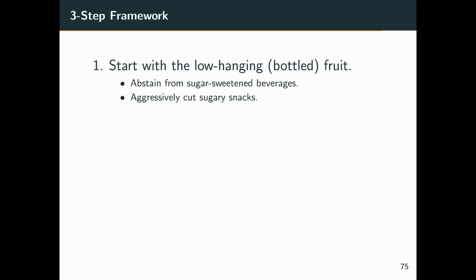So I start with the low-hanging fruit, the low-hanging bottled fruit. So that means sugar, that means fructose. It means I advocate abstinence from sugar-sweetened beverages for the whole family. And I think that it doesn't make any sense for me to proceed beyond this point while ever there is juice and Coke in the fridge. I won't, because it doesn't make sense. And I aggressively cut sugary snacks. We'll get to that in a minute.